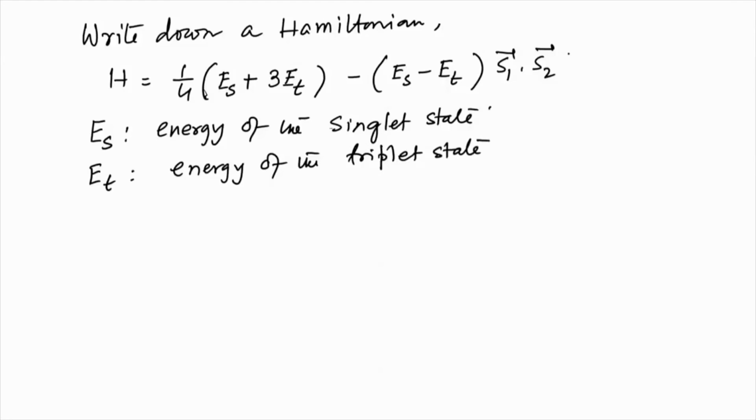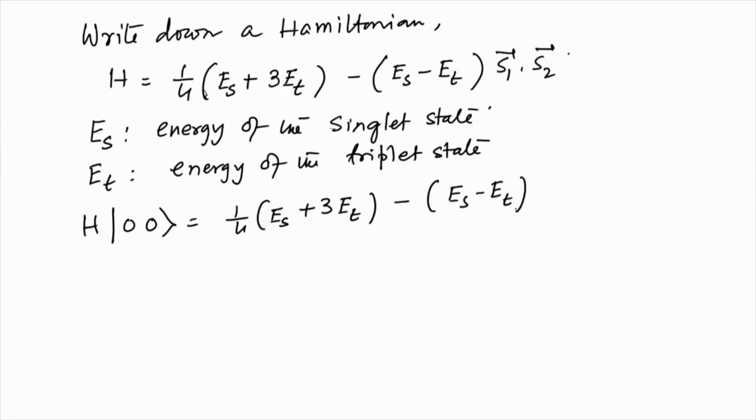And why have we written it in this fashion is that H acting on the singlet state, which is |0 0>, will be simply equal to 1/4 (E_s plus 3 E_t) and (E_s minus E_t) S1 dot S2 acting on |0 0>. We can skip the comma in between. So, that is the singlet state.